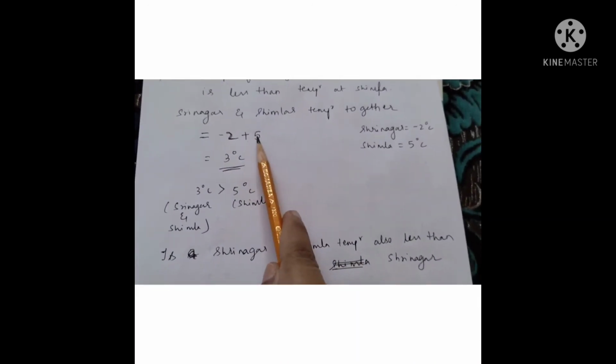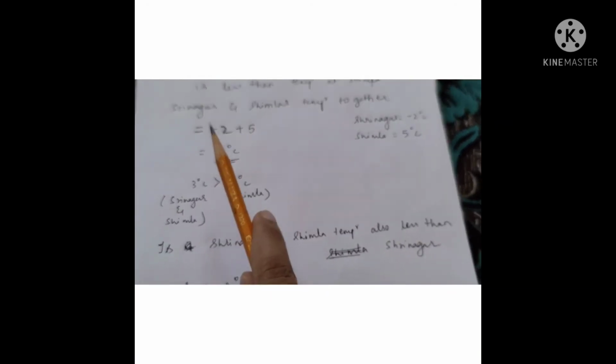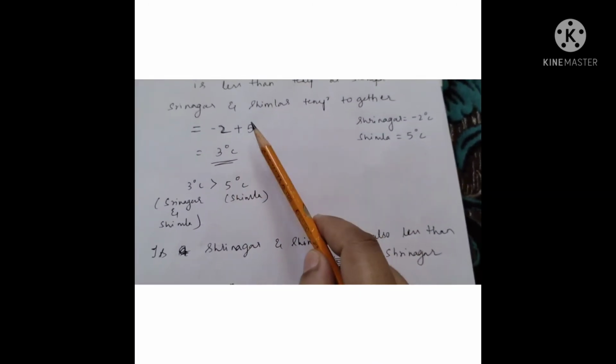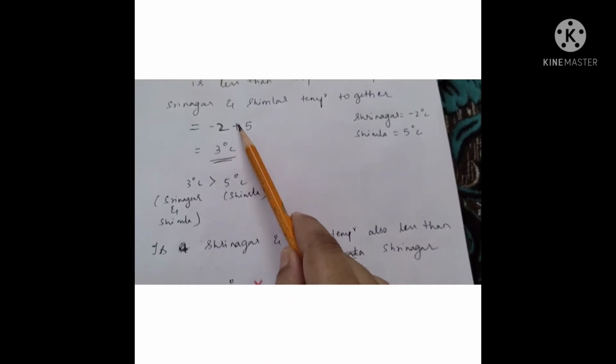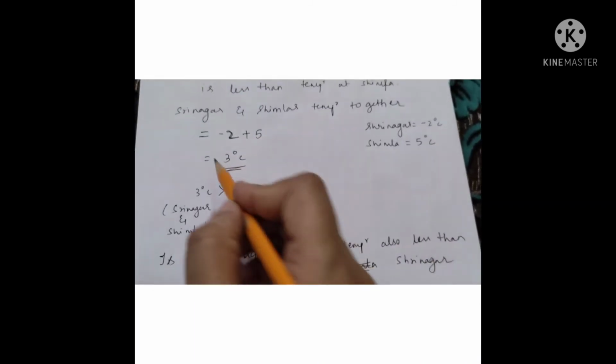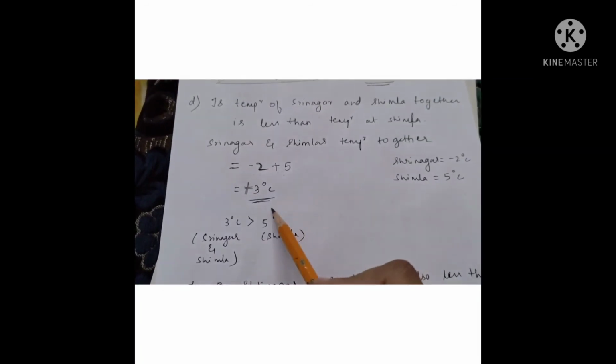-2 + 5. Now -2 is a negative number, 5 is positive. So one positive and one negative. With different signs, you have to subtract. So if you subtract 2 from 5, you will get 3. And which is the greater number? It is 5 here. So 5 has what sign? Positive sign. So the answer will also have a positive sign. Even if you don't write any sign, it is assumed to be positive. This is the temperature of Shimla and Srinagar taken together.